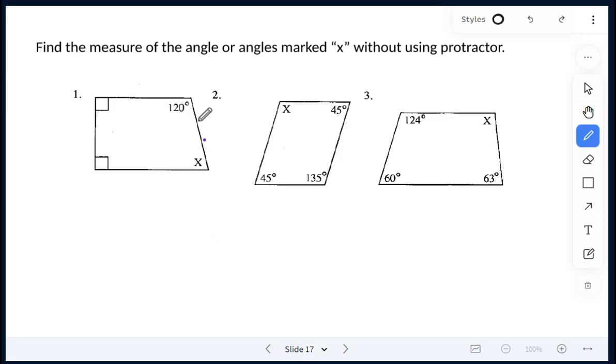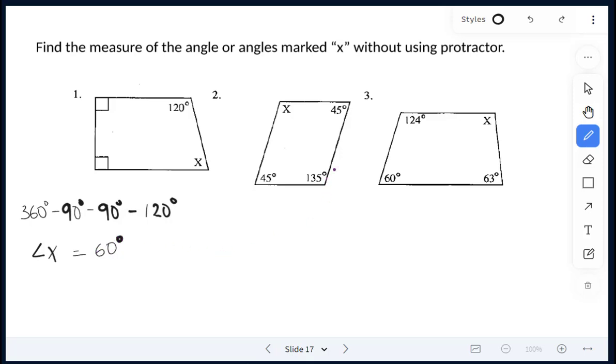So here we have 120 degrees, 90 degrees, and 90 degrees. So this angle we could calculate by taking 360 degrees, and then we'll subtract out 90, 90, and 120. So subtract out 90, minus 90, and minus 120 degrees, and that will give me angle X. So in this question, angle X therefore will equal 60 degrees.